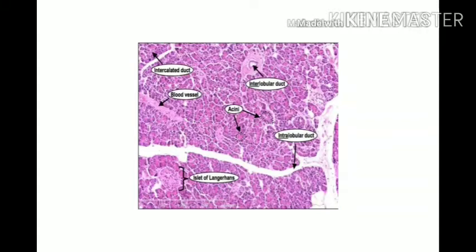When you observe this microscopic structure of pancreas, it's made up of two regions: one, the exocrine part, which consists of the acini, and the endocrine part, the islets of Langerhans. Let us learn one by one.